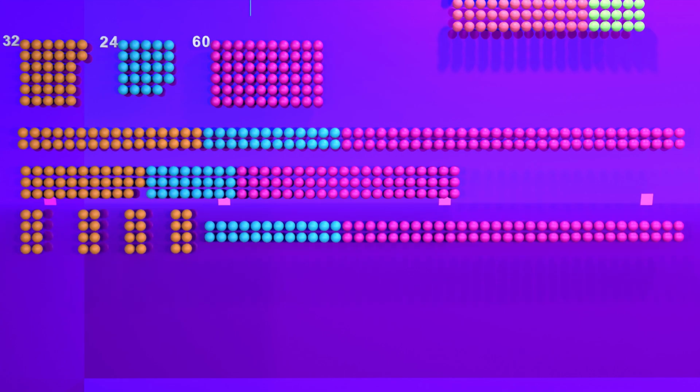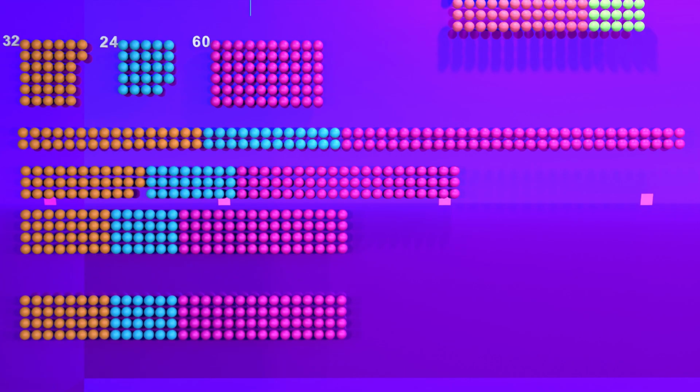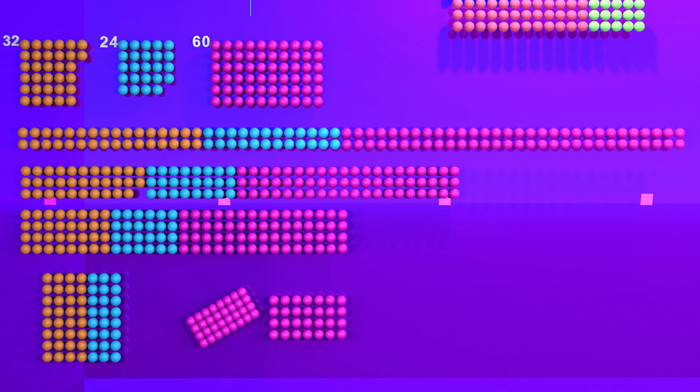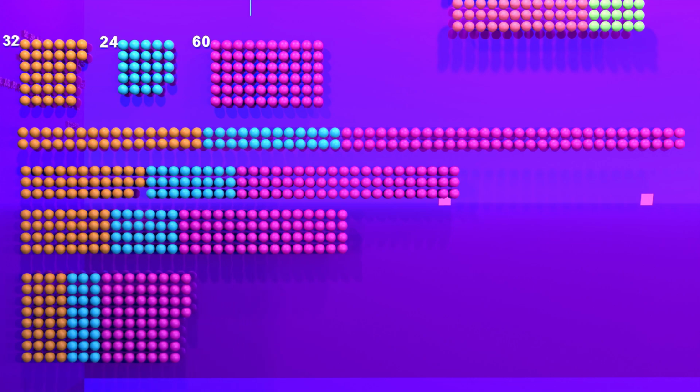This time we will put them into groups of 4. And we get 4 completely fulfilled columns. Again we will put them into groups of 8. You can see one group is not completely filled. 4 balls are missing. Now let's understand what we did here.